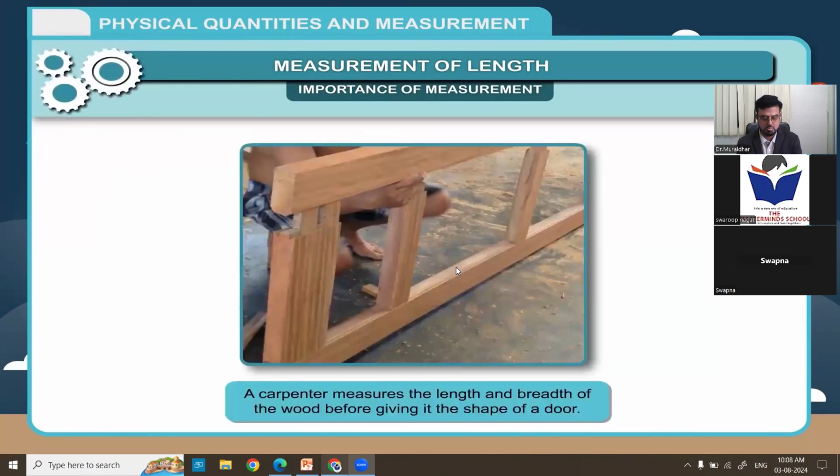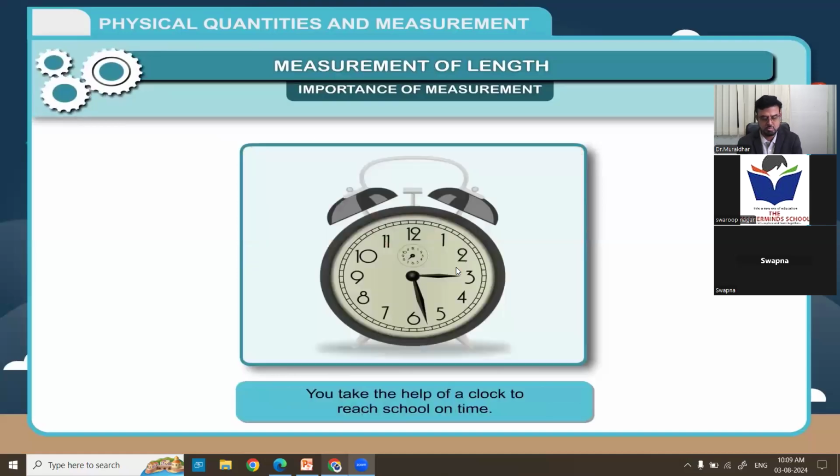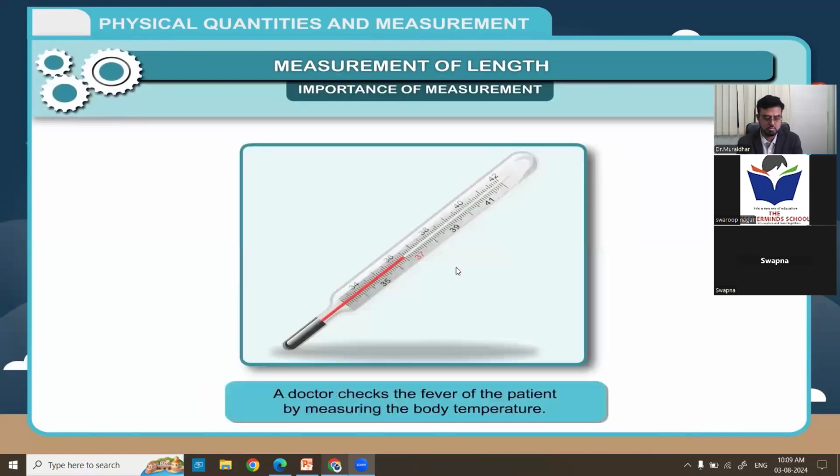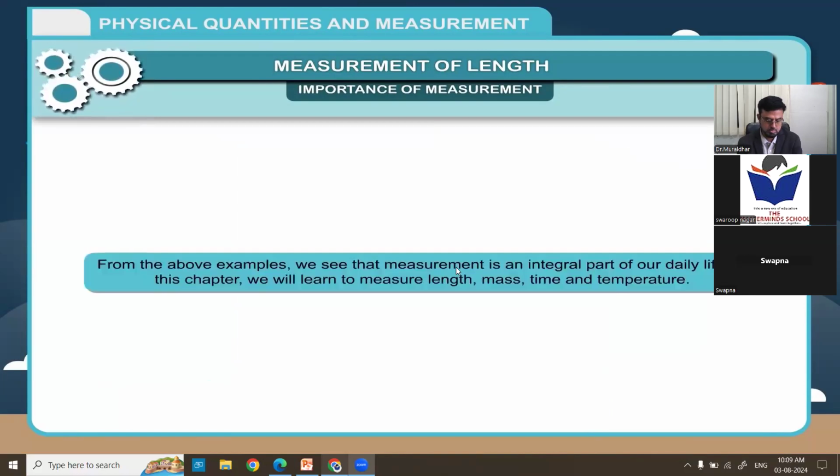2. A carpenter measures the length and breadth of the wood before giving it the shape of a door. Think, what will happen if he does it without proper measurement? 3. You take the help of a clock to reach school on time. 4. A doctor checks the fever of the patient by measuring the body temperature. 5. A milkman measures the quantity, volume of milk before selling it. From the above examples, we see that measurement is an integral part of our daily life. In this chapter, we will learn to measure length, mass, time, and temperature.